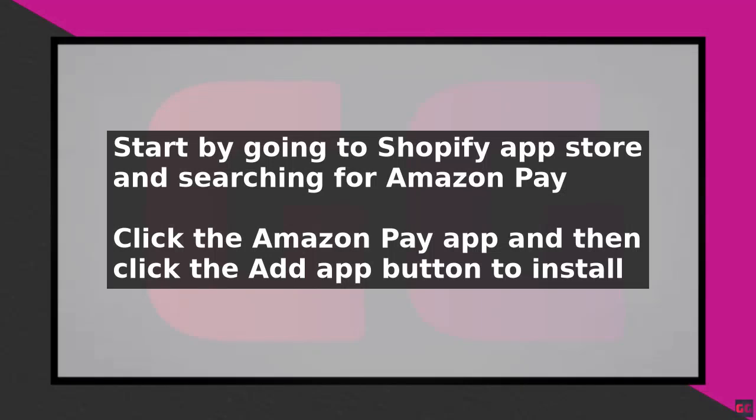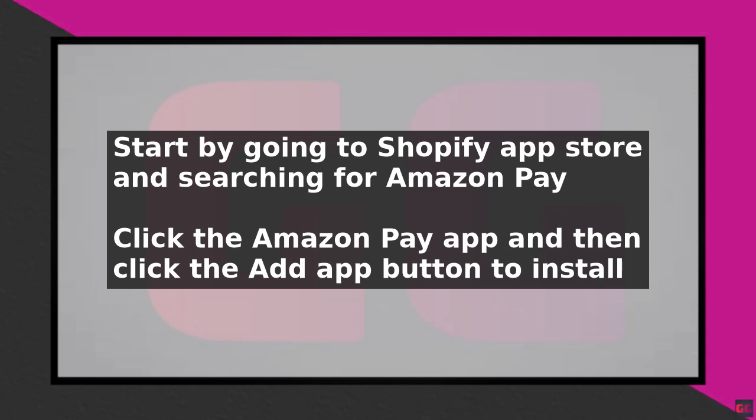To add Amazon Pay to Shopify, start by going to the Shopify App Store and searching for Amazon Pay. Click the Amazon Pay app and then click the Add App button. You will be redirected to a page where you need to agree to the terms of service and click the Install App button.